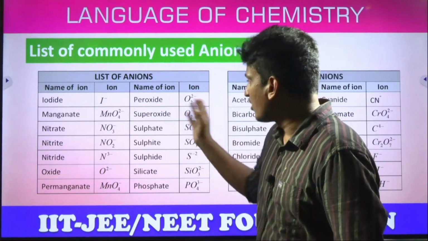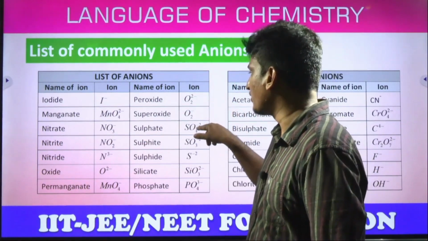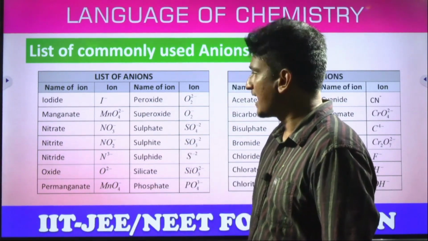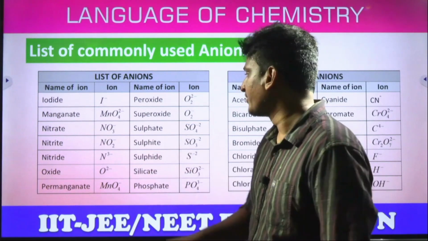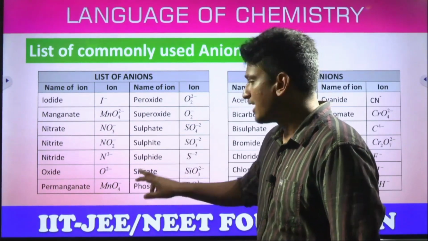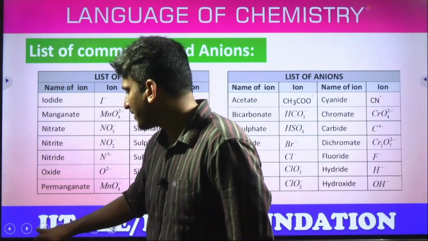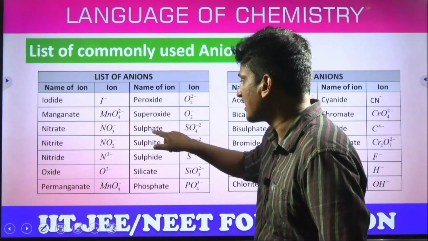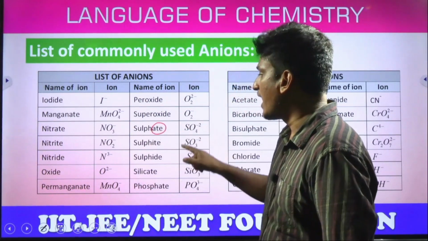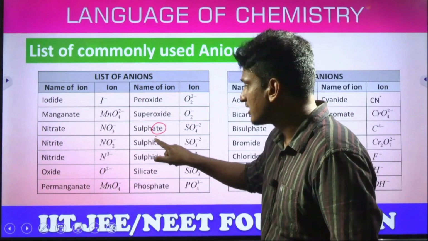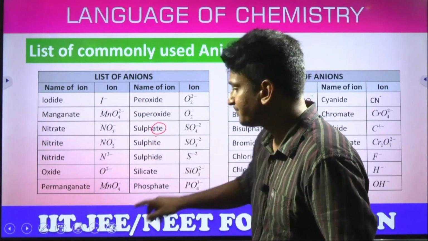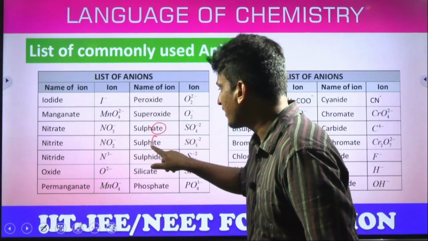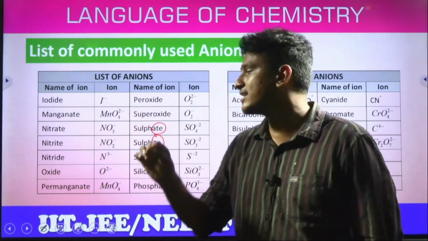And peroxide, superoxide depend upon the number of oxygens and the type of charge. We have different types of anions also only in oxygen, depending upon the bonding. Sulfate, sulfite. Remember, every time when a non-metal combines with oxygen, the general radical is called ATE. SO4 minus 2 is sulfate. It ends with ATE. And sulfite is one oxygen less than the sulfate.